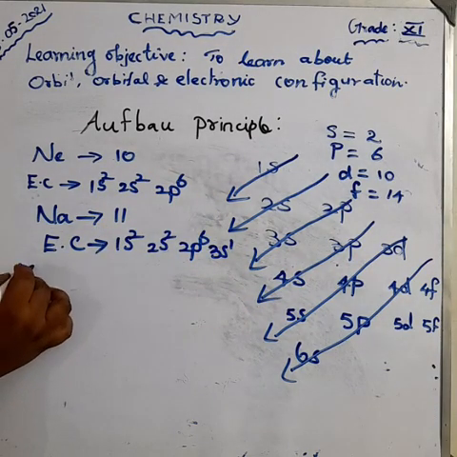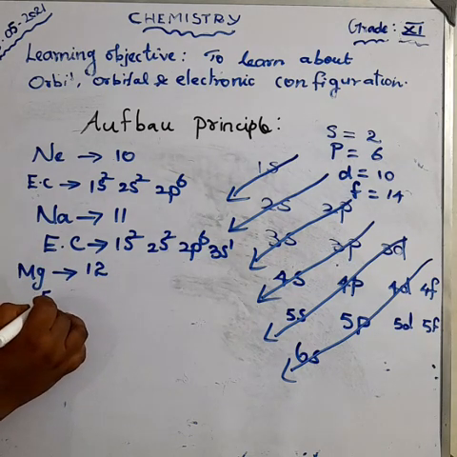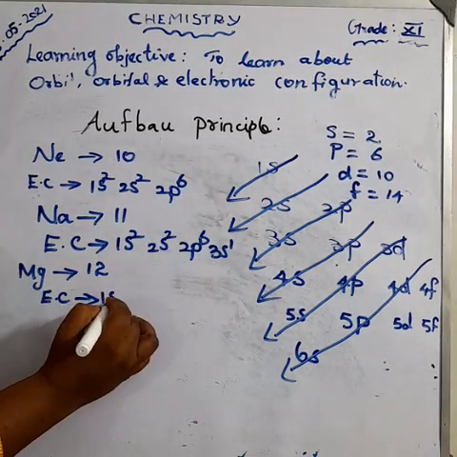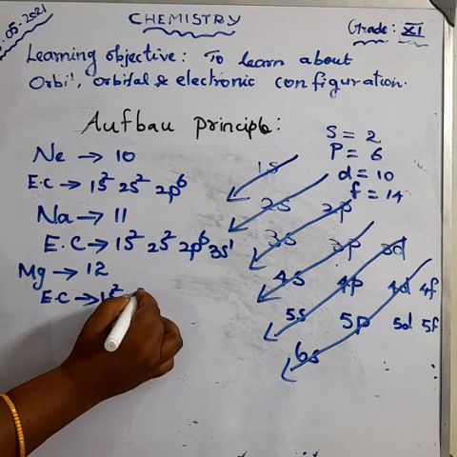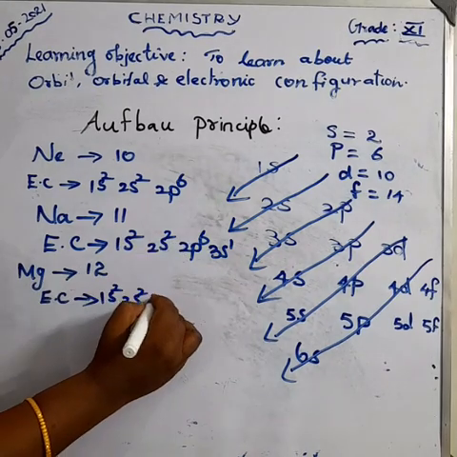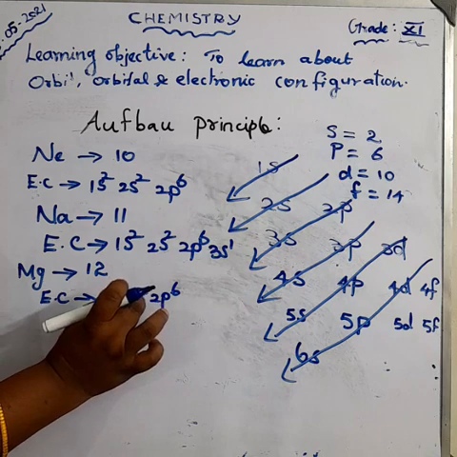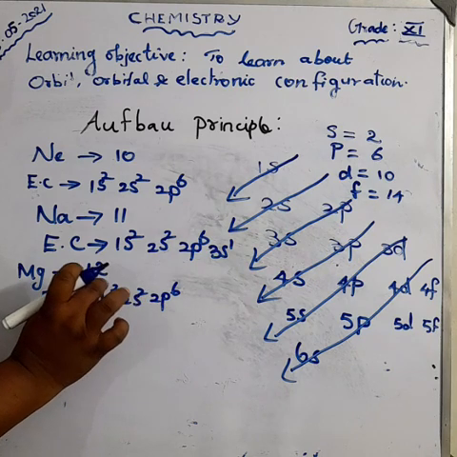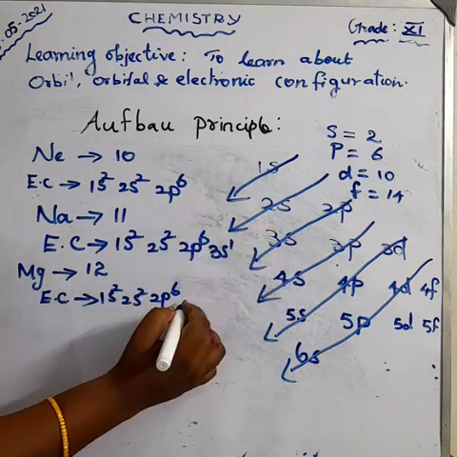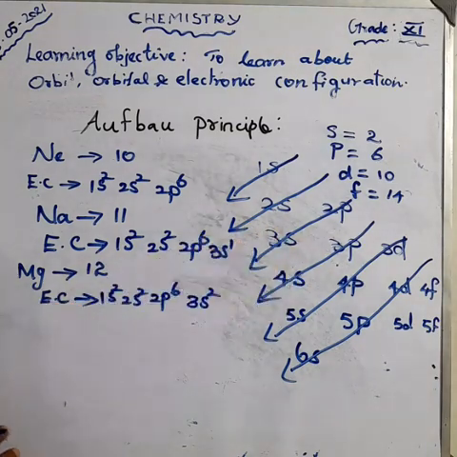And then magnesium, atomic number of magnesium 12. So we will write the electronic configuration for magnesium. First 1s2 and 2s2 and then we can write the p orbital. Totally 6 electrons we can occupy for the p orbital. So 6 plus 2 is 8, plus 2 is 10, and balance 2 electrons are remaining here. So 2 electrons we can occupy 3s2. In the 3s orbital we can occupy 2 electrons.